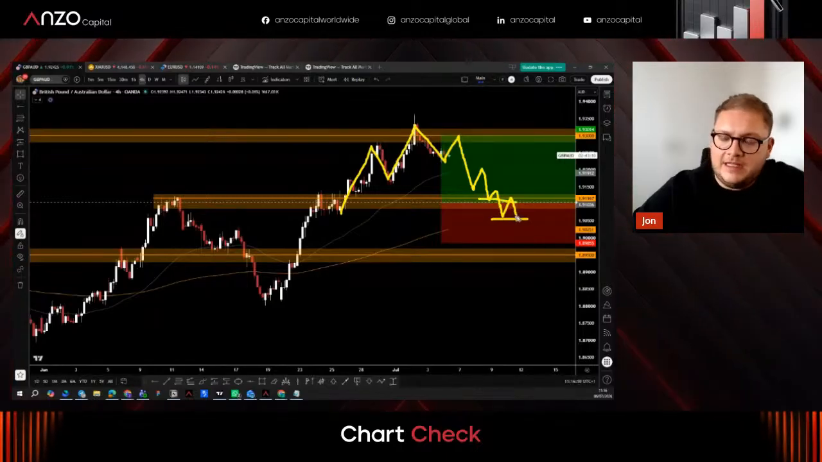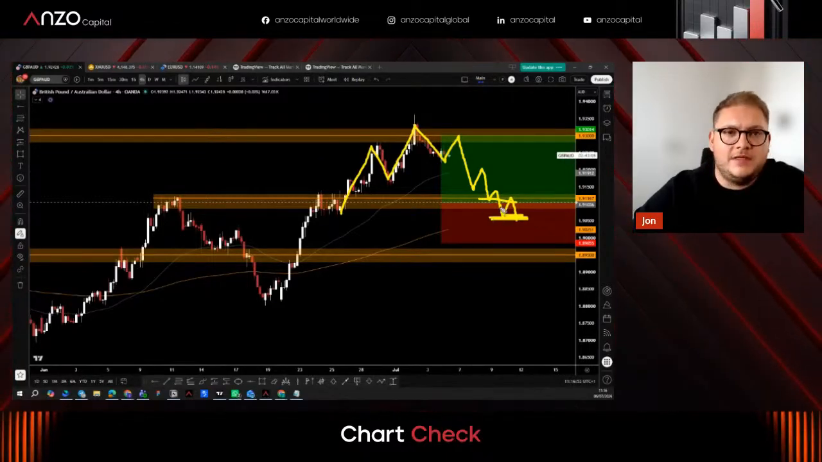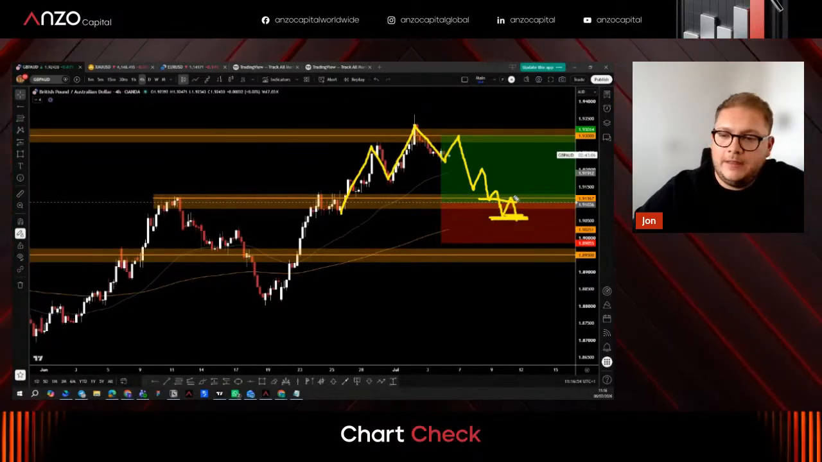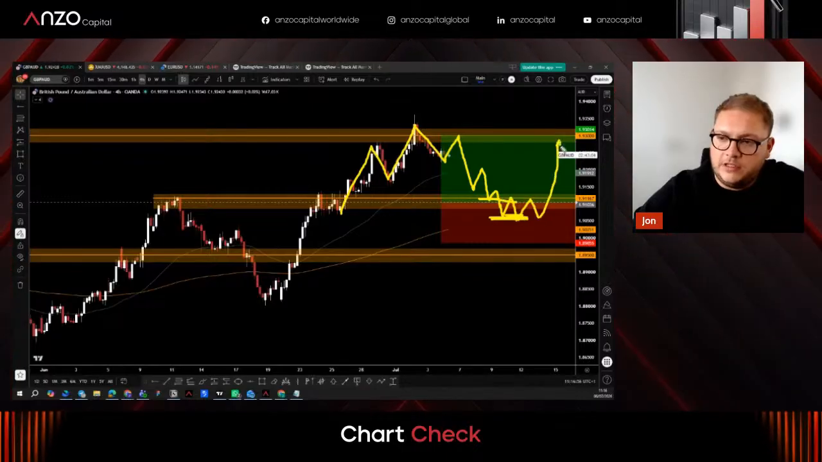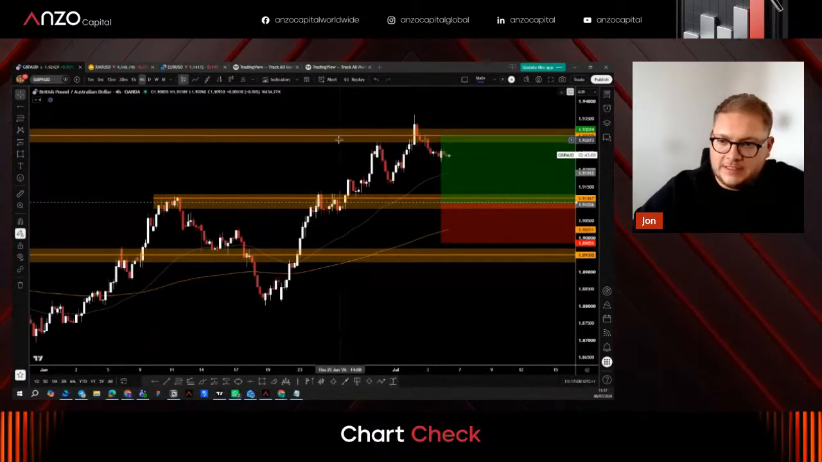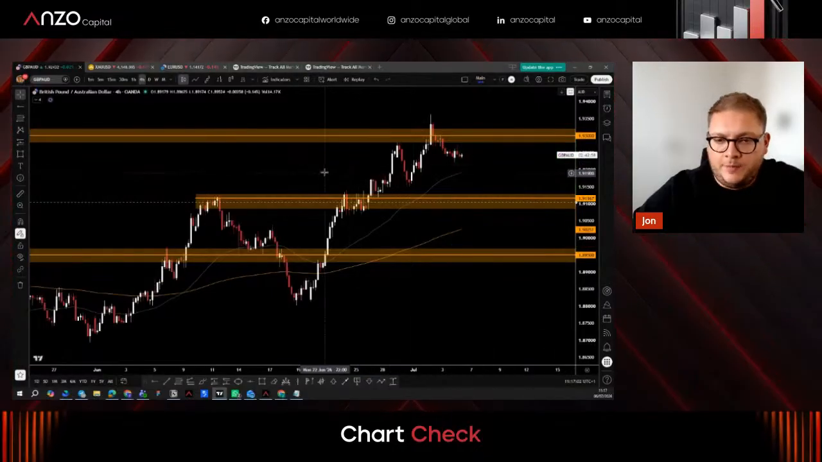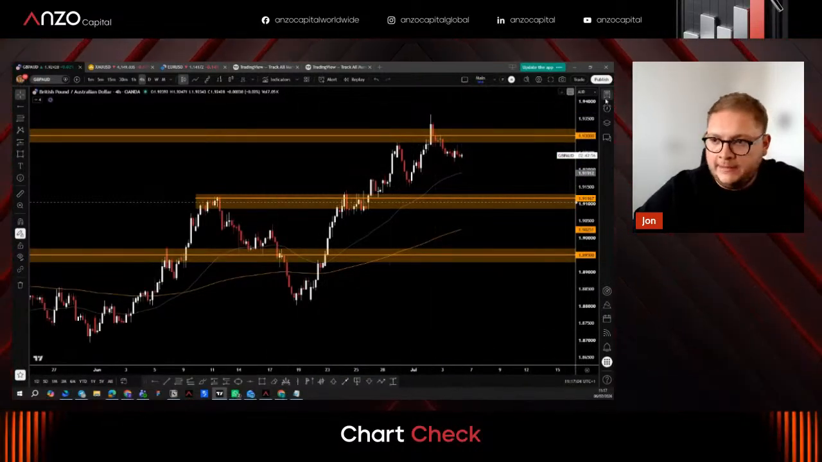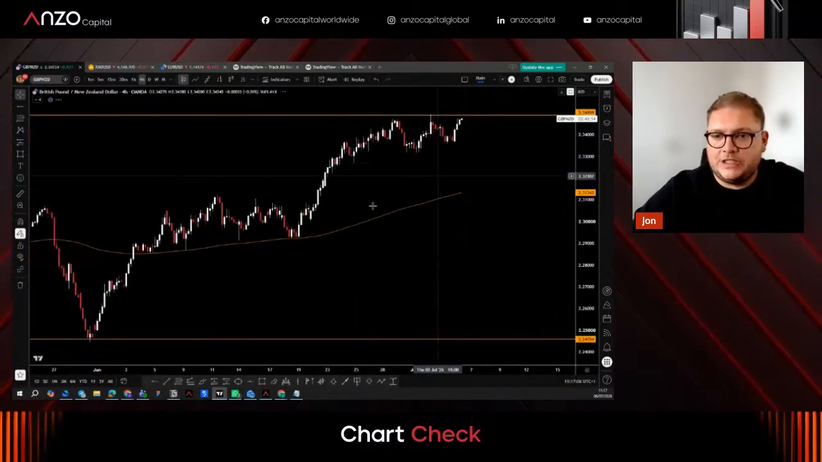So if I see that the H4 time frame is kind of making a false low, then I'll look to buy on that false low and look to try and trade back up into that level of resistance. So that's my plan for pound Aussie. We obviously had two more of those as well.